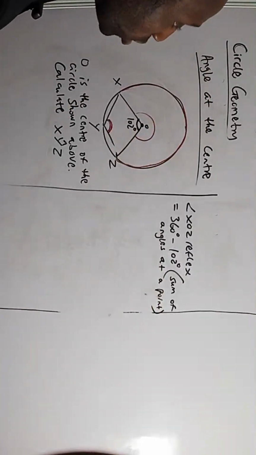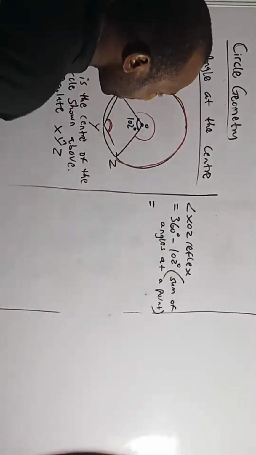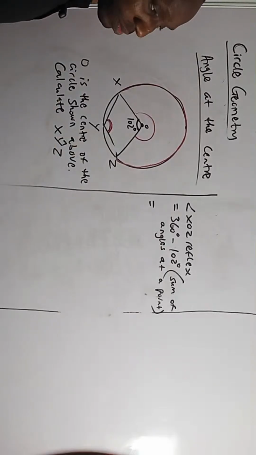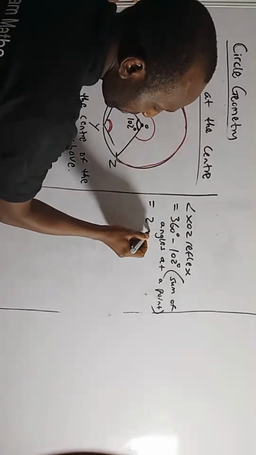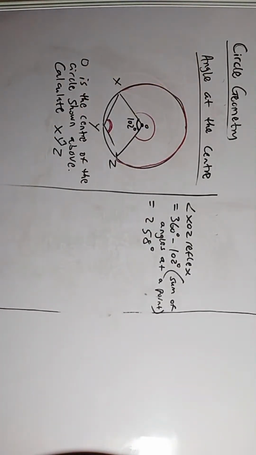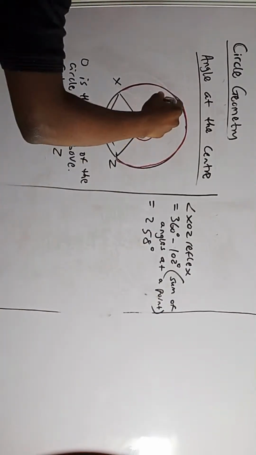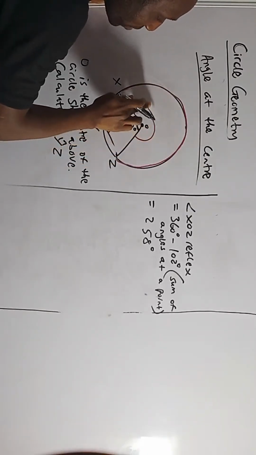Okay, so what's going to be 360 degrees minus 102 degrees? That will be 258 degrees. I hope that's right. 102, yeah. 258 degrees. Now that we've gotten this angle, this 258 degrees.